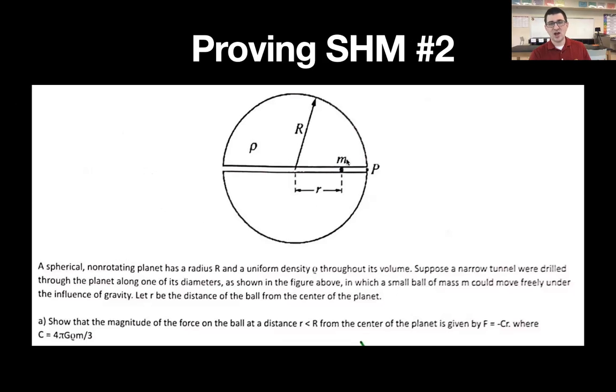We were given an object that is moving inside a hollow planet. And the first step, it was so important, they gave it to you in the first step. It says basically prove that this is true. F equals negative c times r, where c is 4 pi times the universal gravitational constant times rho, the density of the planet, times mass divided by 3. And we know how to prove this, and you're going to have to remember how to prove this before our test, which covers chapters 6 and 7. But the most important thing is we are given in the problem that the force equals negative c times r.